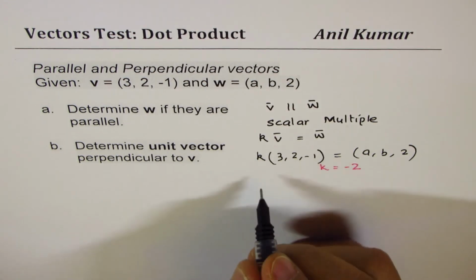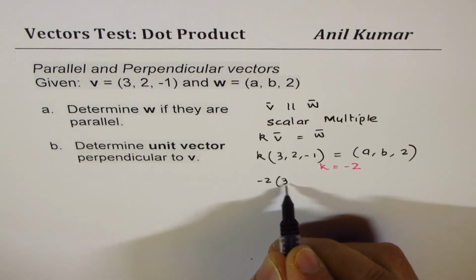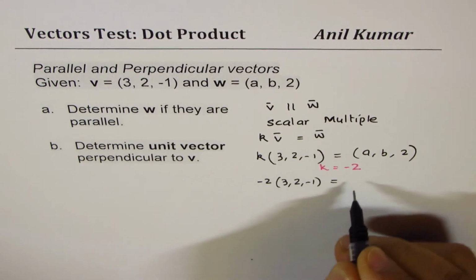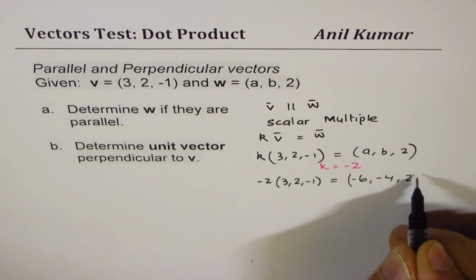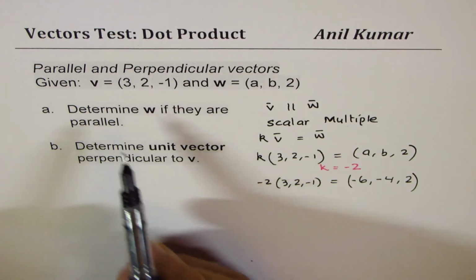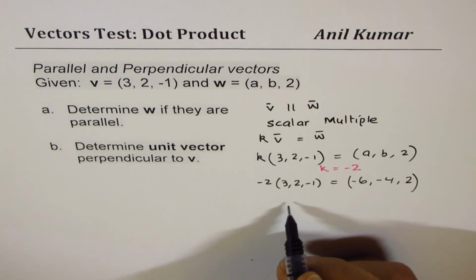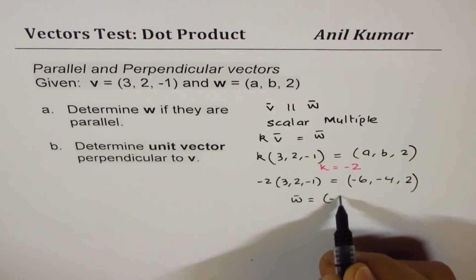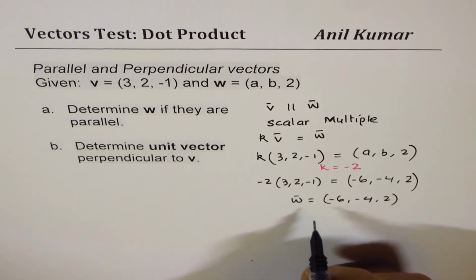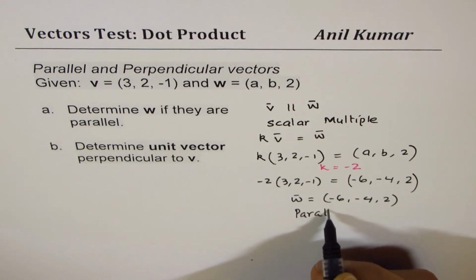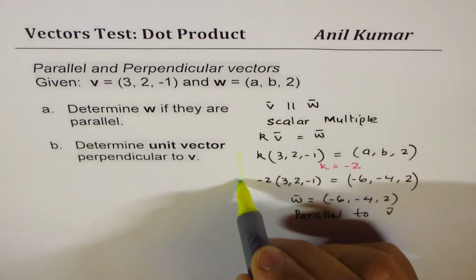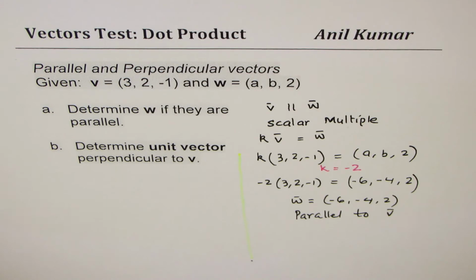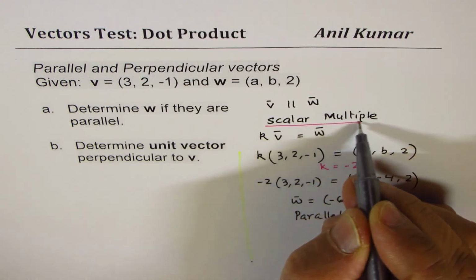So using the value of k as minus 2, let's write minus 2 times 3, 2, minus 1. We could get this vector as minus 6, minus 4, plus 2. You get an idea. So for the vectors being parallel, we can say w equals minus 6, minus 4, 2, which is parallel to the vector v, correct? So that is how you get part A. So part A basically is an application of scalar multiple.